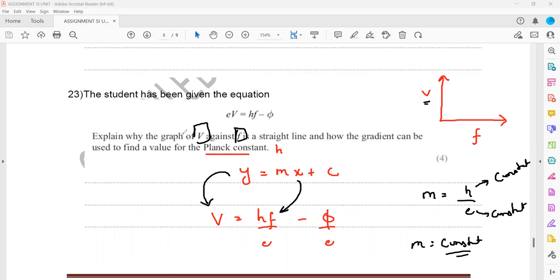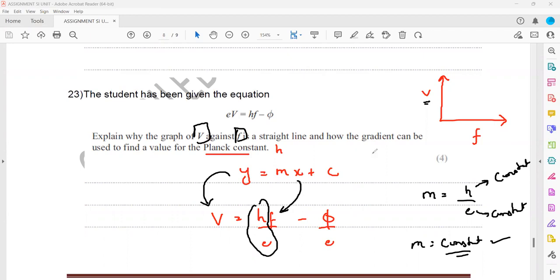So first thing, we have to show that the graph between V and F is a straight line. So why it is a straight line? Because when we rearrange the equation according to equation of straight line, which is y equals mx plus c, on y-axis we have V, on x-axis we have F. So what we are left with is h over E, where h is Planck's constant and E is the charge of electron, which is also constant. So when we divide these two constants, we'll get a constant gradient. That's why it is a straight line. So in the answer, mention gradient is equals to h over E, where h is constant, E is constant, so the ratio between them will also be constant.